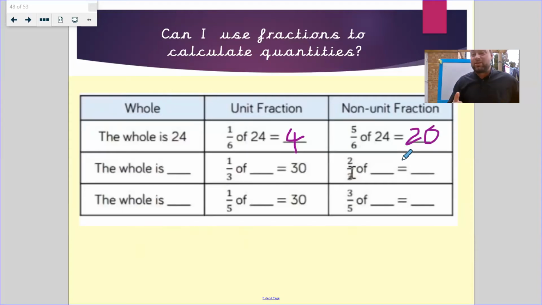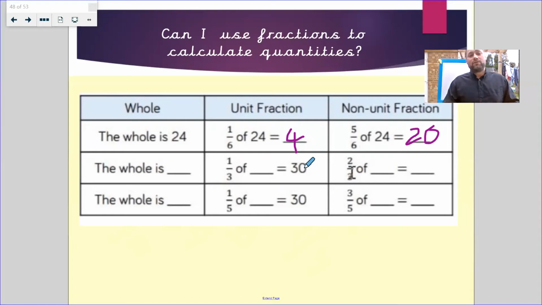Now, this one's a little bit tricky because we don't know what the whole number is first. But what we do know, we've got a unit fraction of 30. So we know that 1/3 of a number has given us 30. What have we divided by 3 to give us 30? So we've had to have divided a number by 3 to give us 30. So what number could it be?